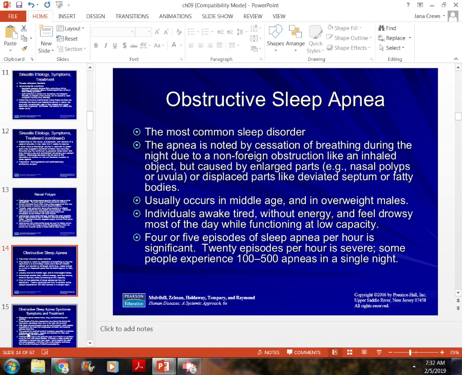A deviated septum would be you have a septum here in the bottom of your nose, and instead of being straight down the middle, it will be off center, which when you sleep, will obstruct part of the airway. So it's 4 or 5 episodes of sleep apnea, and each may last a second up to a few seconds. There are people who can have 1 to 500 episodes of sleep apnea in one night.